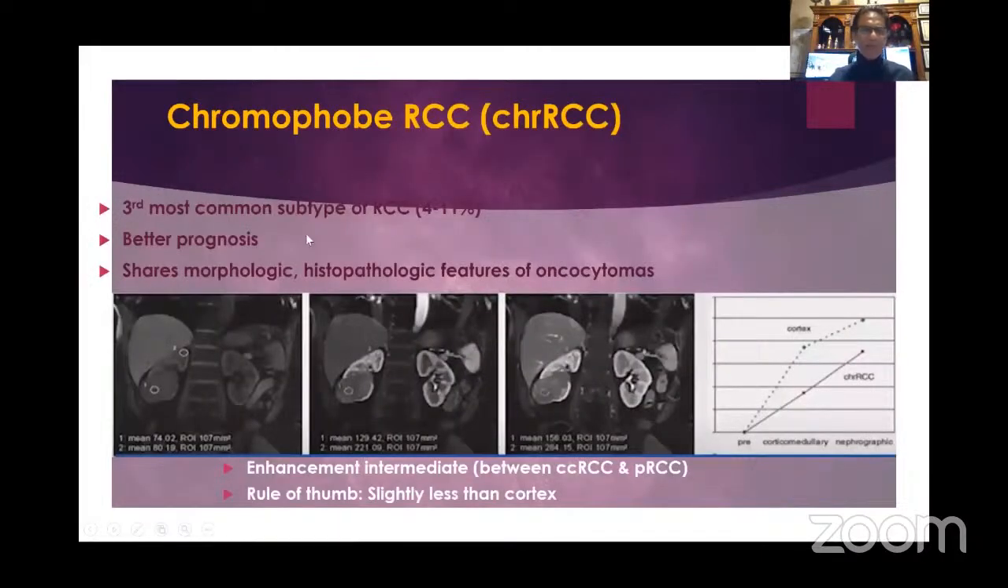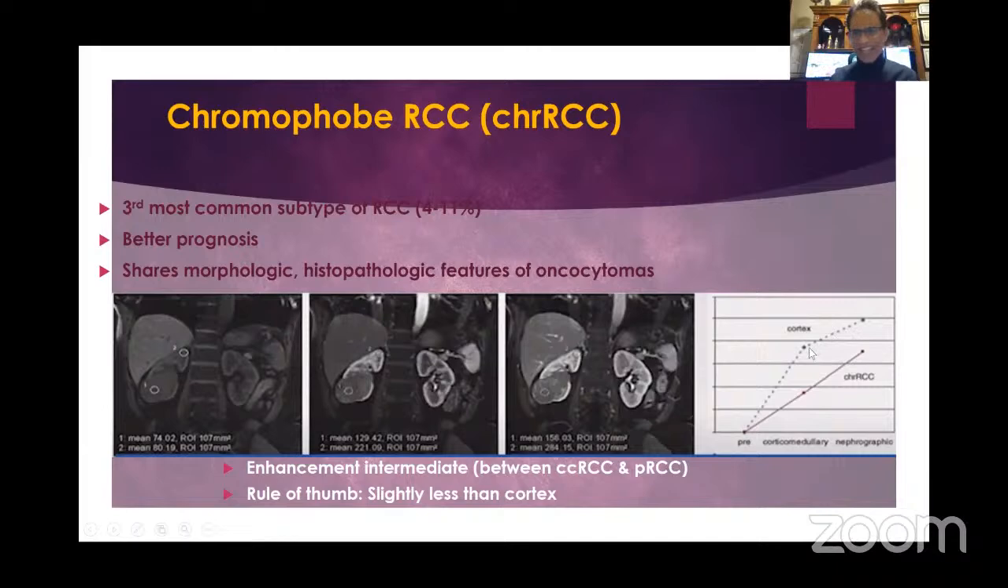How about chromophobe? This is probably the least common and more indolent type of low-grade tumor. It shares morphologic and histologic features of oncocytoma. They tend to be iso to hypointense on T1 weighted images. They show mild enhancement with IV contrast, no necrosis.